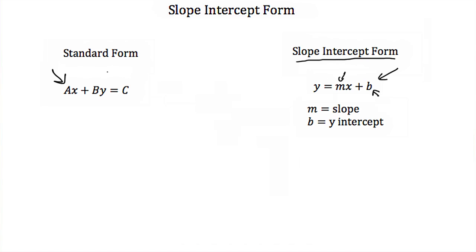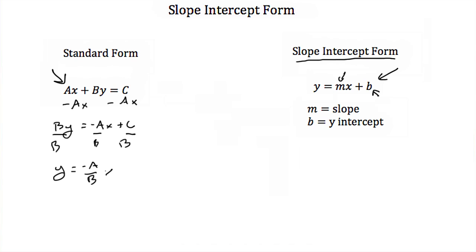Now it's easy to go from standard form to Slope-Intercept Form. You would just subtract ax from both sides. You'd end up with by is equal to -ax plus c, and then divide everything by b. We'd end up with y is equal to -a over b times x plus c over b. So now this is in slope-intercept form. Our slope would be -a over b, and our y-intercept would be c over b.